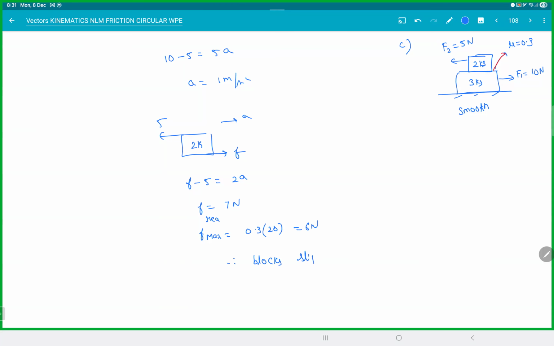You always need to check. And then if the blocks are slipping, you're fine. Now you can take F max confidently. This F max is 6. This is 5 newtons, so this acceleration will be half. This is 10, this is 6, and this acceleration will be 4 by 3. You always have to check. Is that clear, everyone?